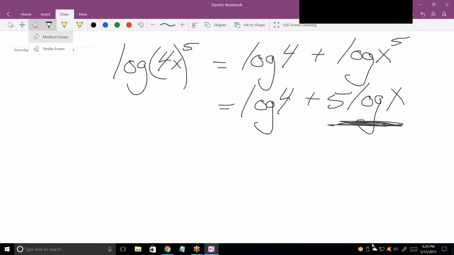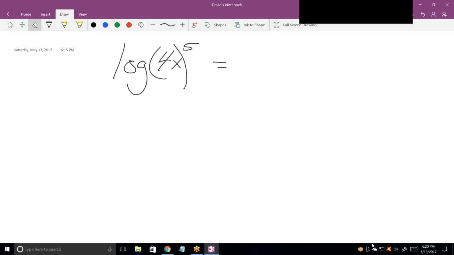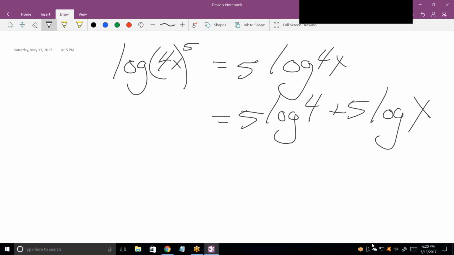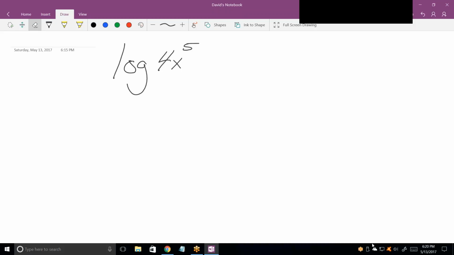It would have been different had we had that. In other words, if that would have been the problem, then I would have brought the exponent down immediately, and I would have made it 5 times log of 4x, and that's equal to 5 times log of 4 plus 5 times log of x. So be careful with these exponents that you always know what that exponent's applying to. And in this case, it was only applying to the x. So I split them apart first, and then I brought the 5 down, so it only was in front of the second log expression. All right. Okay, what else you got?